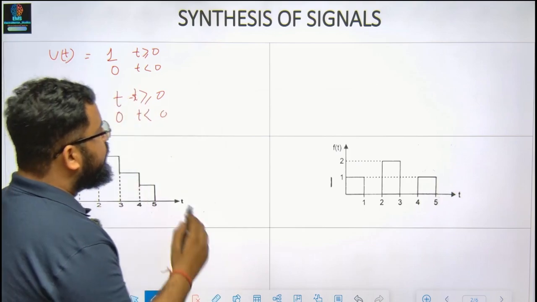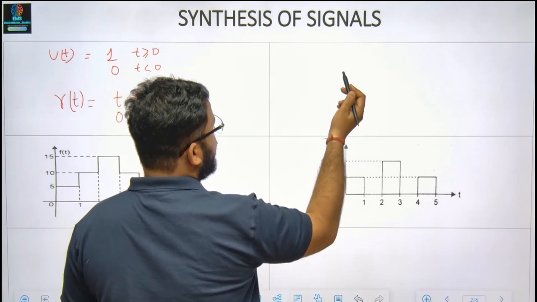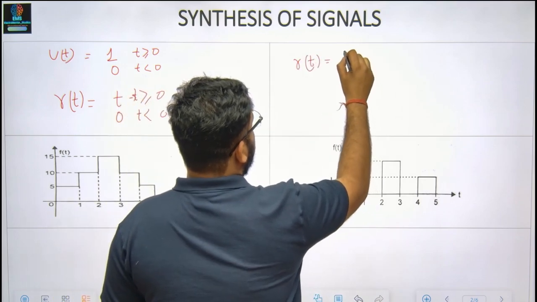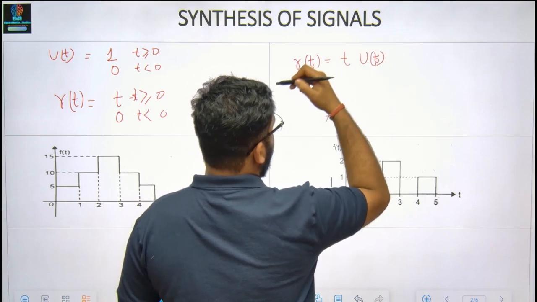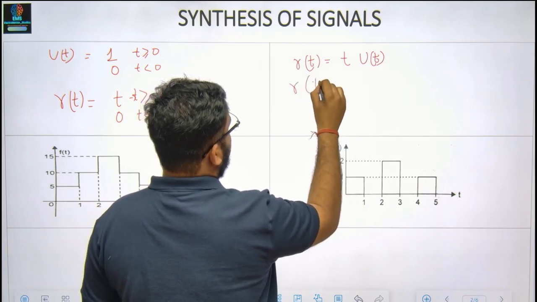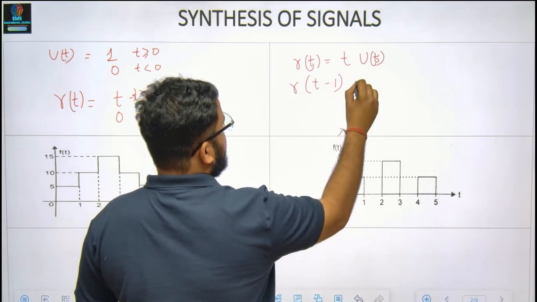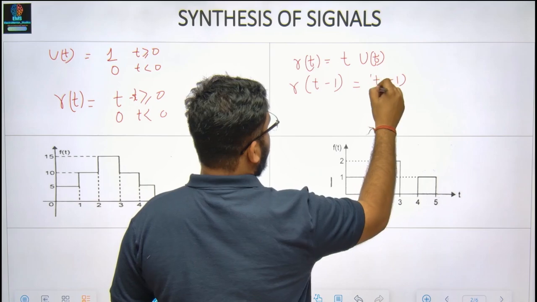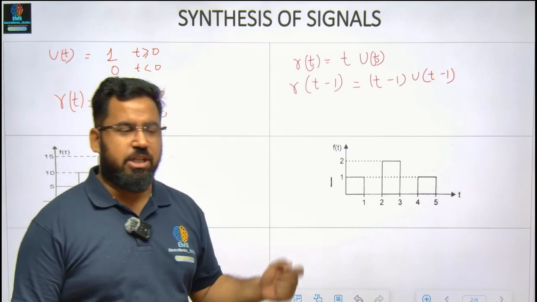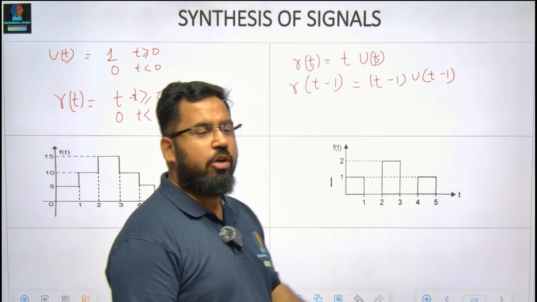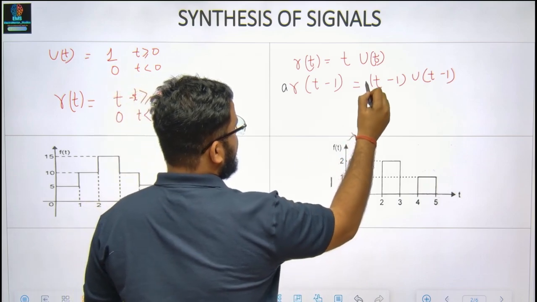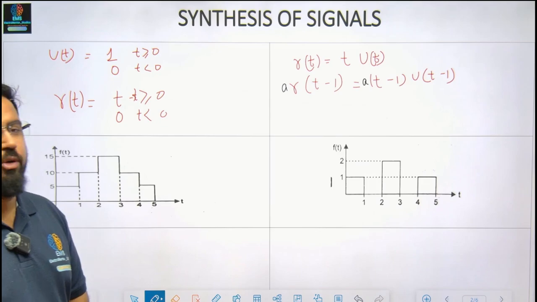Okay, so we just have to see an alternate notation to determine r of t. So r of t is defined as t u of t, and if we are shifting this signal, let us say I'm shifting r of t by 1, then remember this thing, it would be shifted in both the t's in the equivalent representation. If you remember this thing, this will always help you. And another thing, if there is a change of slope, let us say there is a slope of a, then this a will be multiplied over here.